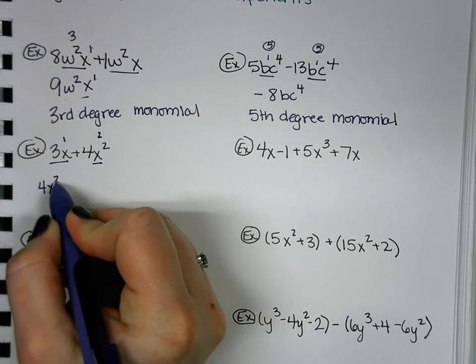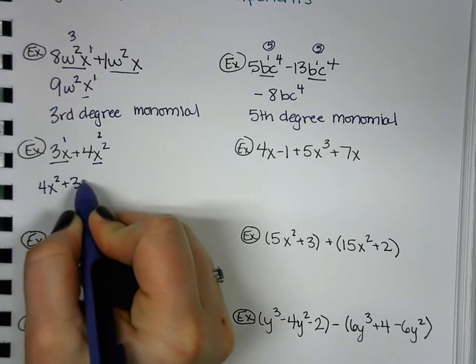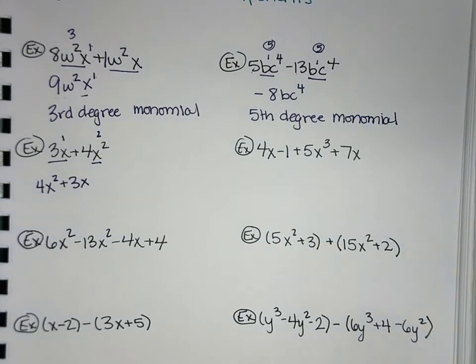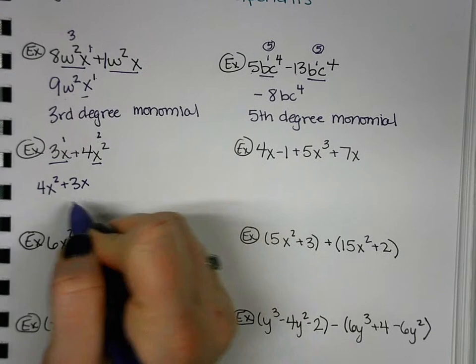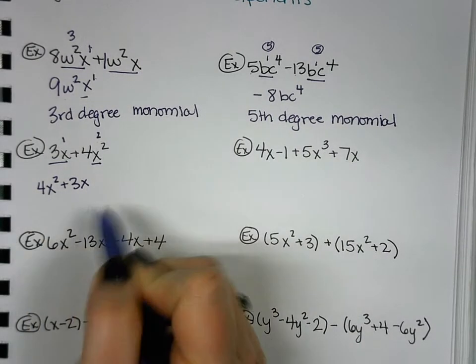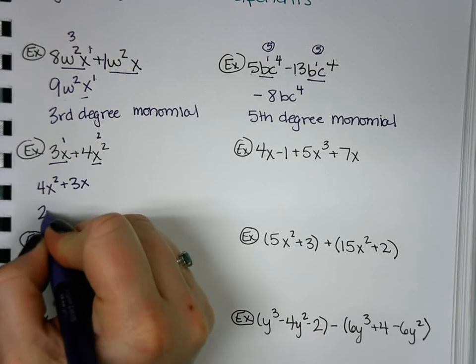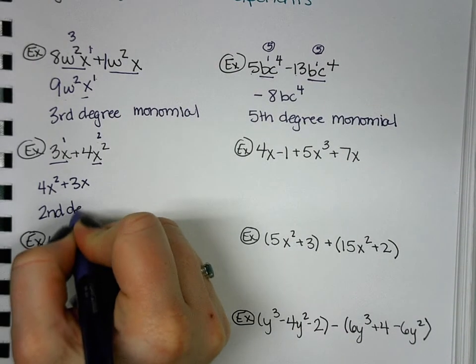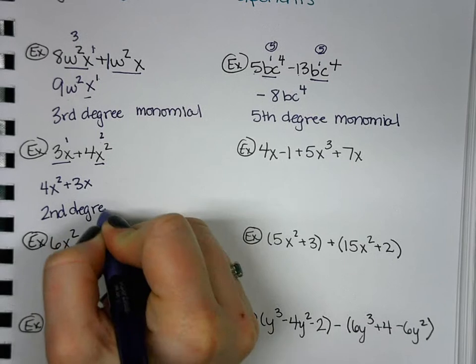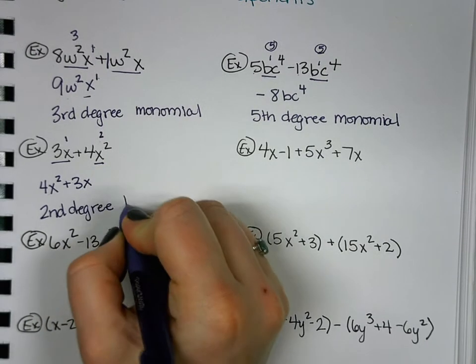4x squared plus 3x. Okay, so standard form just takes your degrees and writes them in decreasing order. So what was our highest degree? 2. So we'll have a 2nd degree. And how many terms do we have? 2, so that's a binomial.